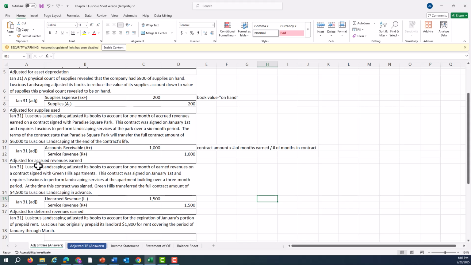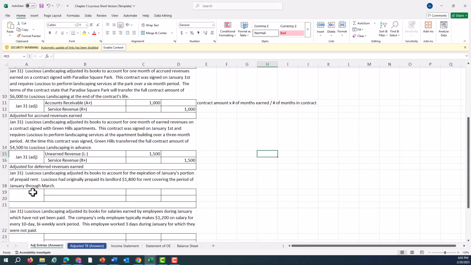So, difference between accrued and deferred. Accrued means service first, cash later. Deferred means cash first, service later, which is exactly what's happening here. The accrued revenues are coming from a thing where we're providing the service before we get money at the end of the life, while the deferred revenues are being recorded for something where we got the full contract amount in advance and we're providing the services later.